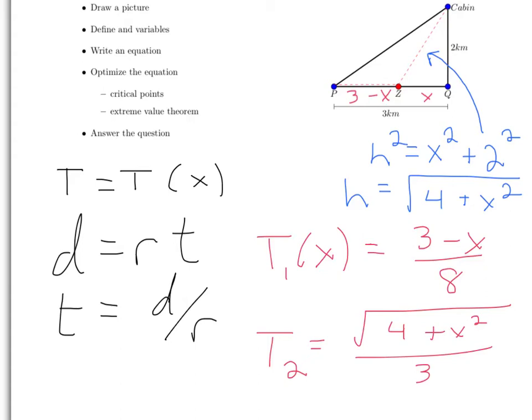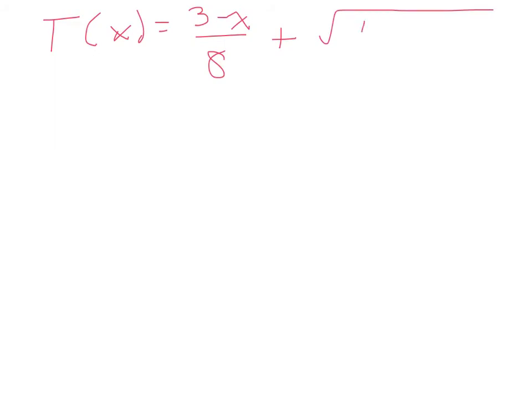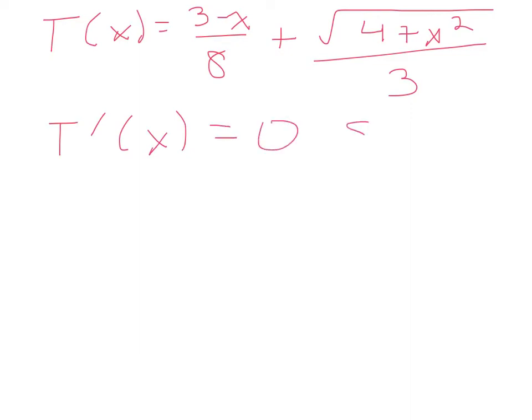So putting all of this together, we can get a function for our time. So let's write it down. So time as a function of x is (3 minus x) over 8 plus the square root of 4 plus x squared over 3. And now at this point, we're interested in doing the optimization part. So we actually need the derivative. So I need t prime of x. I need to set it equal to 0 and solve. Now this could potentially take quite a bit of algebra.